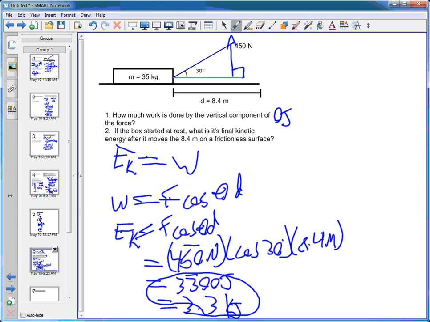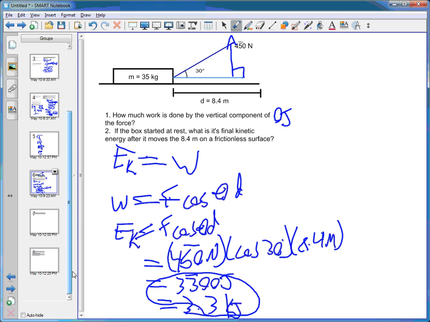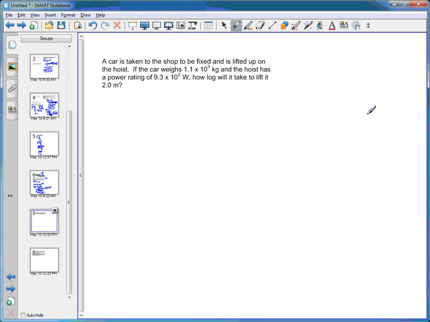Okay, let's look at another combined example. A car is taken to the shop to be fixed and is lifted up on the hoist. If the car weighs 1.1 times 10 to the 3 kilograms, that's 1,100 kilograms, and the hoist has a power rating of 9.3 times 10 to the 2 watts, how long will it take to lift it 2 meters? Okay. Well, what do we want to know? We're wanting to know time. We know the motor's power rating.